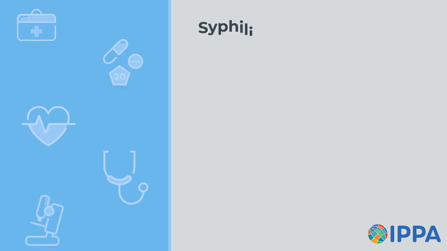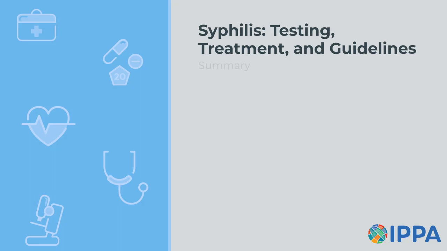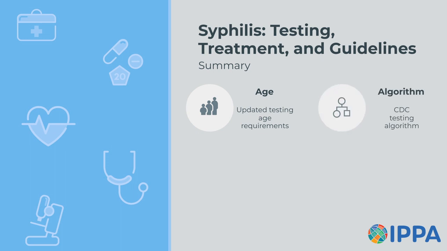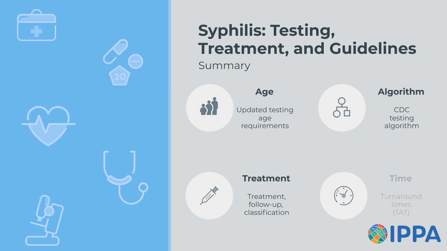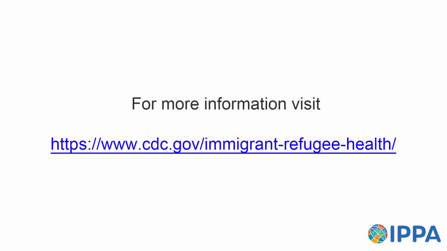In summary, you should now be familiar with the following syphilis testing, treatment, and guidelines: 1. Updated testing age requirements for those requiring syphilis testing. 2. CDC-required testing algorithm. 3. Treatment, follow-up, and classification. 4. Turnaround times.